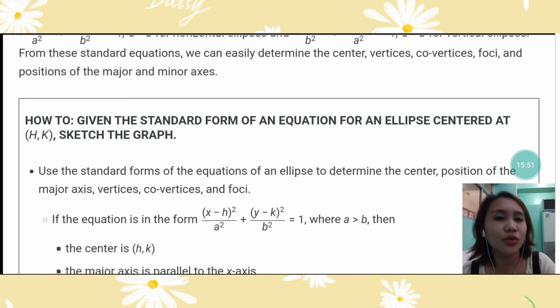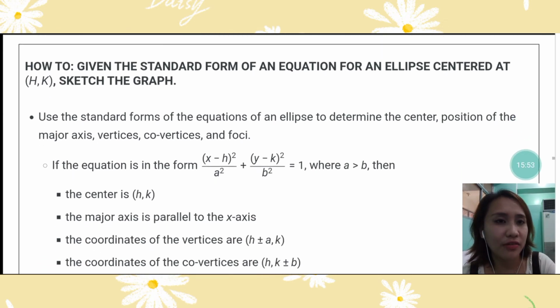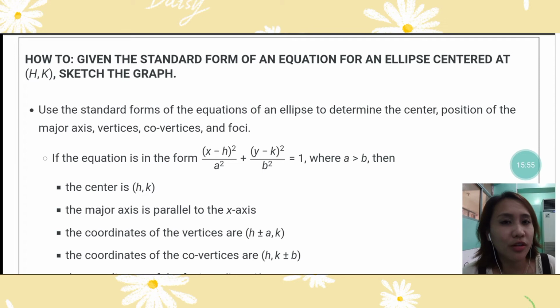Now, how to sketch the graph given the standard form of an equation for the ellipse centered at (h, k), or not at the origin? Actually, it's still the same as graphing ellipses centered at the origin. It's just that the position of the center can be on the x-axis, y-axis, or quadrant 1, 2, 3, or 4, as long as it's not on the origin.